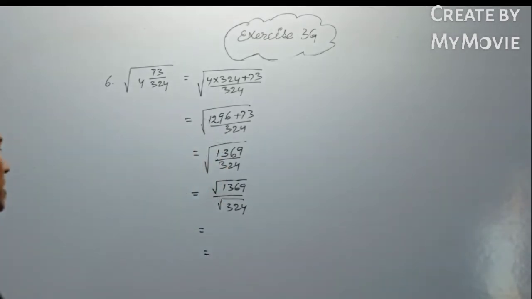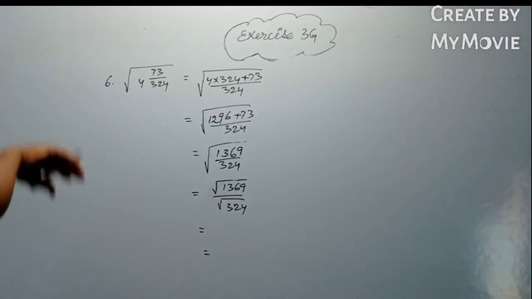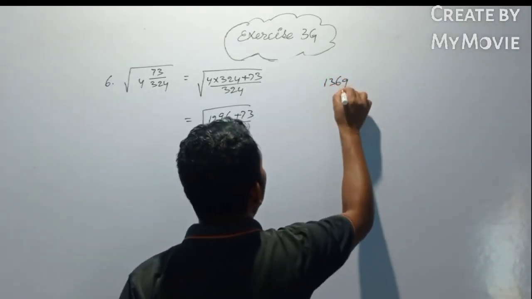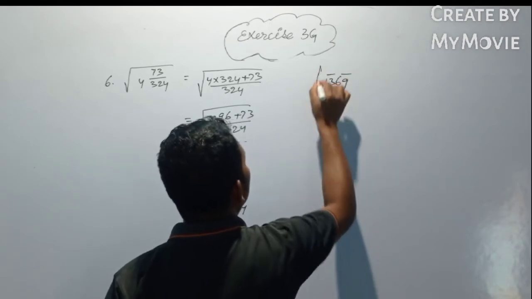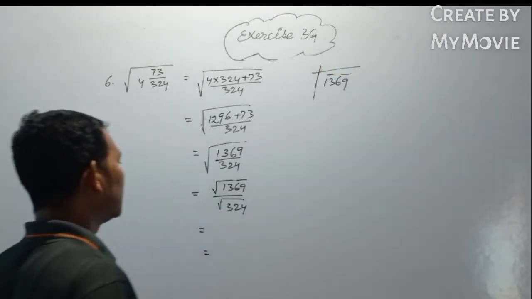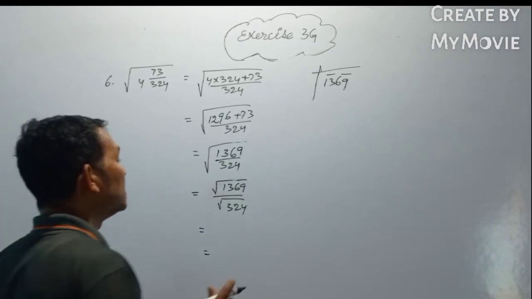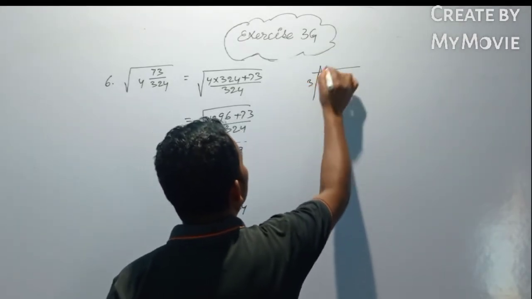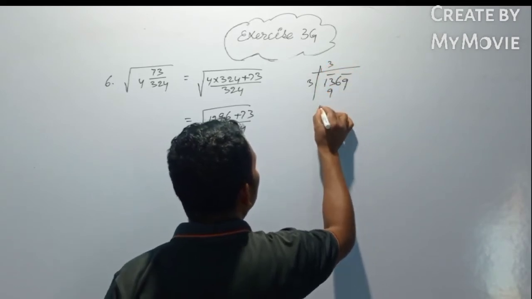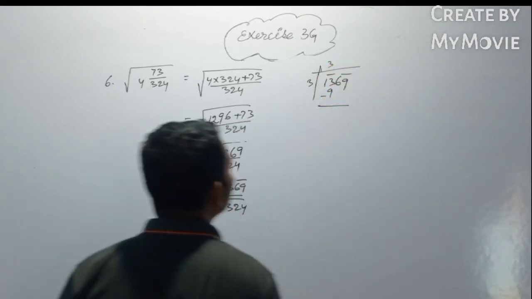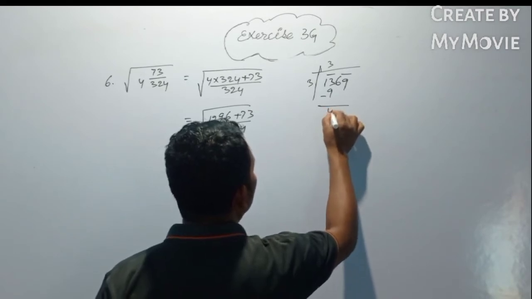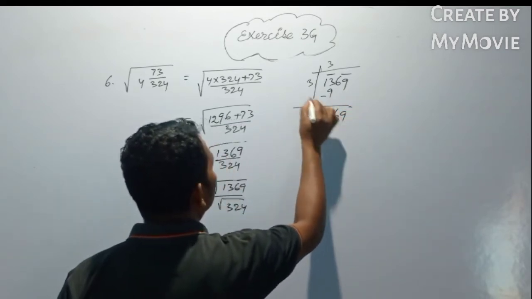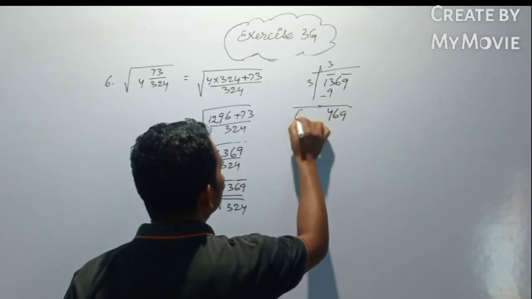Now let us find out the square root of 1369. Here we have two periods, so the square root will be a 2-digit number. 3 3s are 9. 13 minus 9 is 4. Then bring this down. Here 13 plus 3 plus 3 is 6.